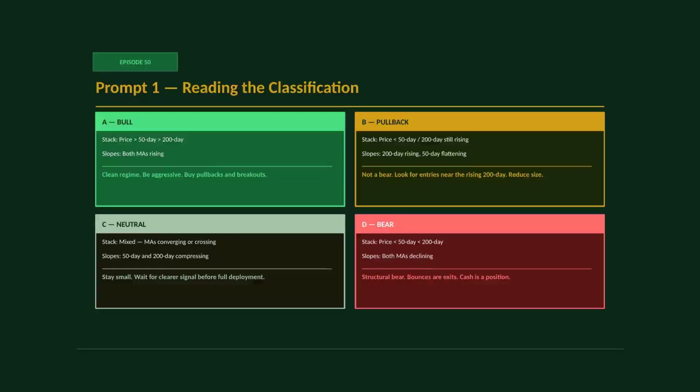What you get back is a structured regime classification grounded in actual data, not a gut feeling, not a headline, not a narrative. In a clean bull, price is above both moving averages, both rising, 50-day above 200-day. Proper stack, you want to be buying. In a bear, the stack inverts. Price below the 50-day, 50-day below the 200-day, both declining. Every bounce is a potential exit, not an entry.